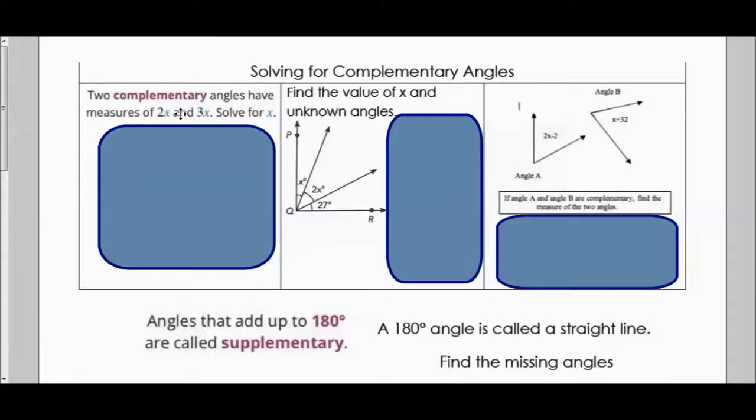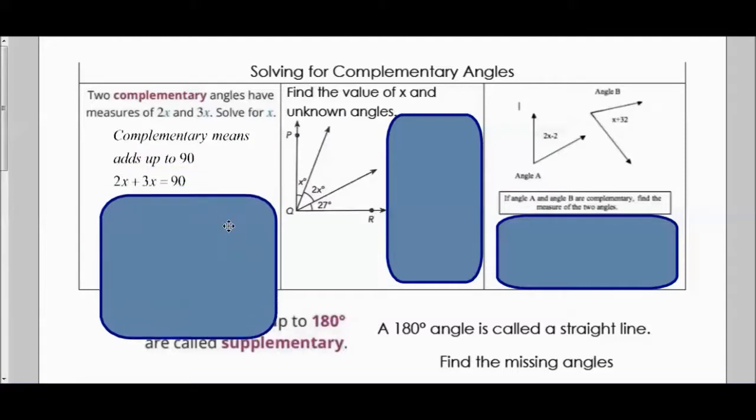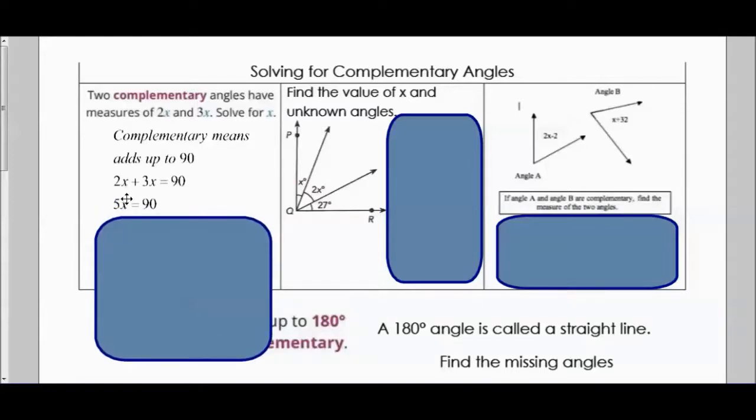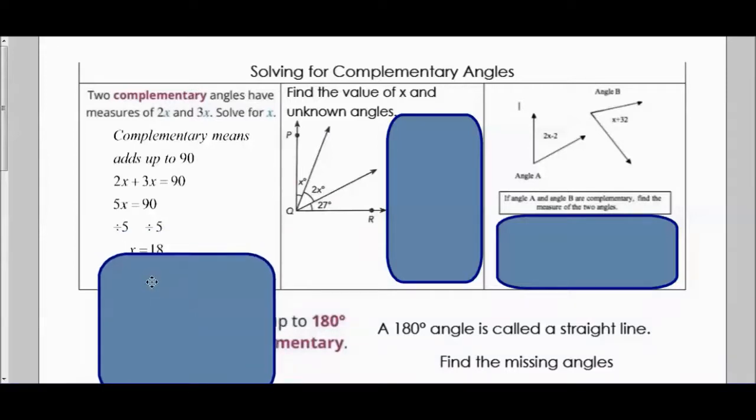Here we have two complementary angles that have measures of 2x and 3x, and we want to figure out what x is. So if they're complementary, that means they add up to 90. That means this one plus that one add up to 90. And that would give us that equation. 2x plus 3x has to give us 90. We don't know what those are, but we know that when we add them together, it does equal 90. We can combine like terms and get 5x, that's just adding 2 and 3, and then we divide by 5 on both sides. That would give us x equal to 18.